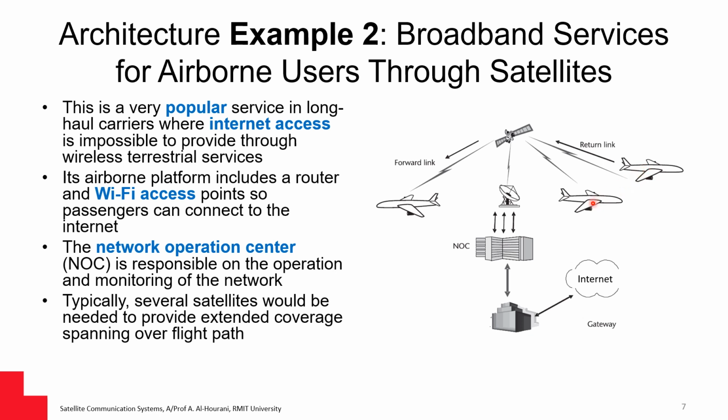In this case, the airplanes are mobile users moving, for example, under a GEO satellite orbit. The GEO is connected to a hub. There is a network operation center, and this hub is connected to the internet.